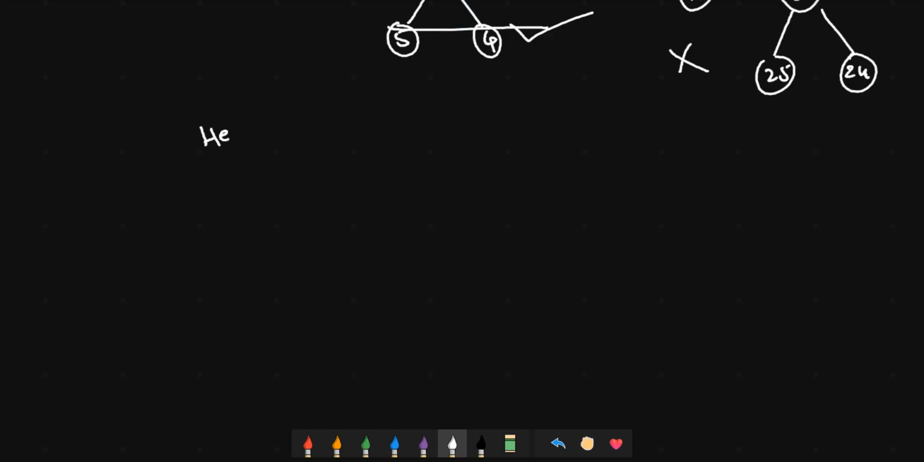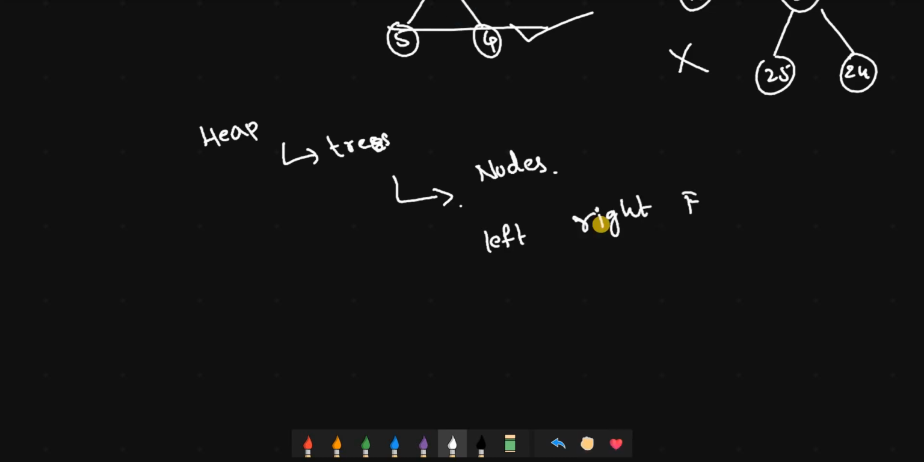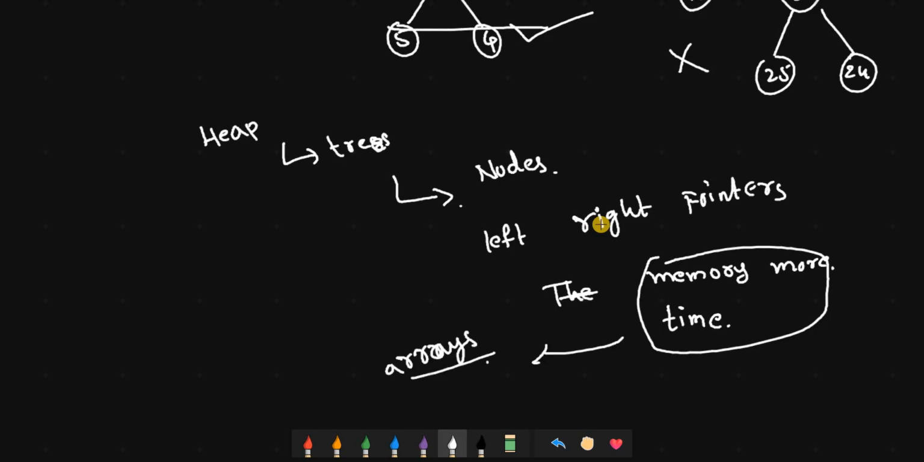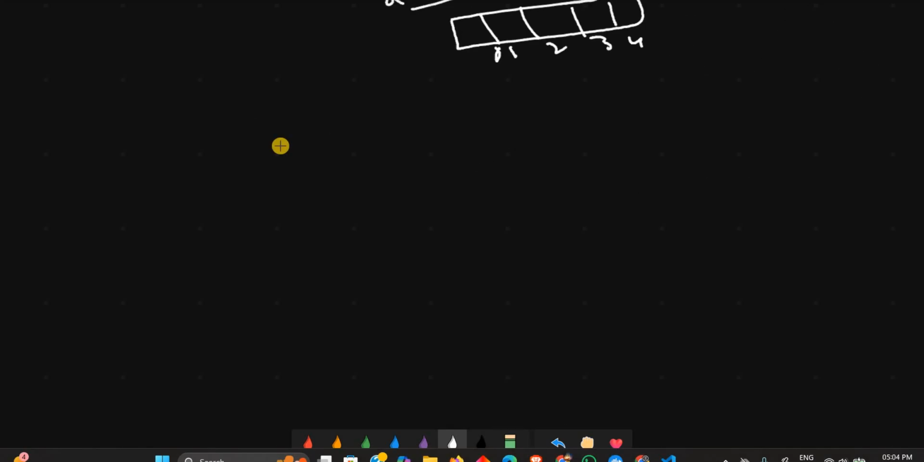We are using the tree concept, but trees are represented with nodes. If we represent this heap with nodes, we need a left pointer and a right pointer. For this we need more memory, and finding elements in the binary tree will also take time. To solve these problems we use arrays. Arrays are represented with indexes 0, 1, 2, 3, 4. With the help of an array, we can easily find which value is at which index, and we can also find the left and right elements using some mathematical calculations. For that, there are three formulas.